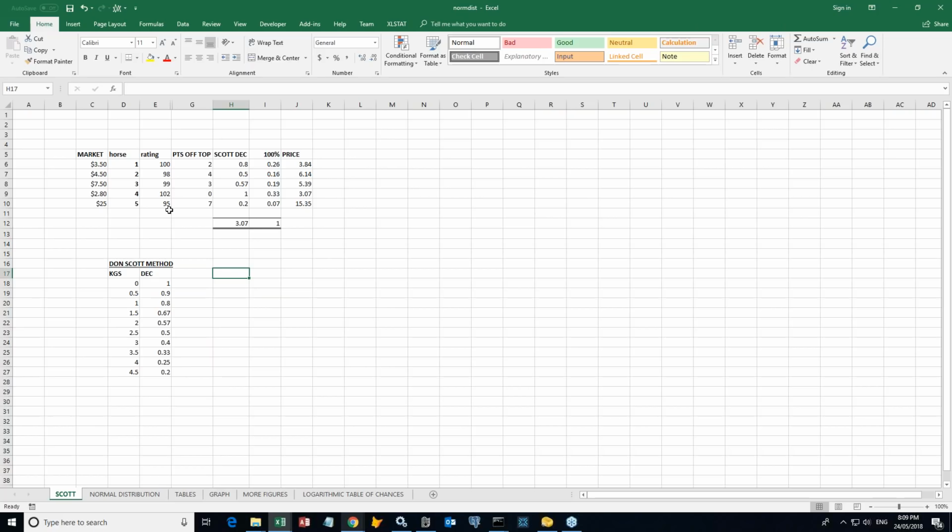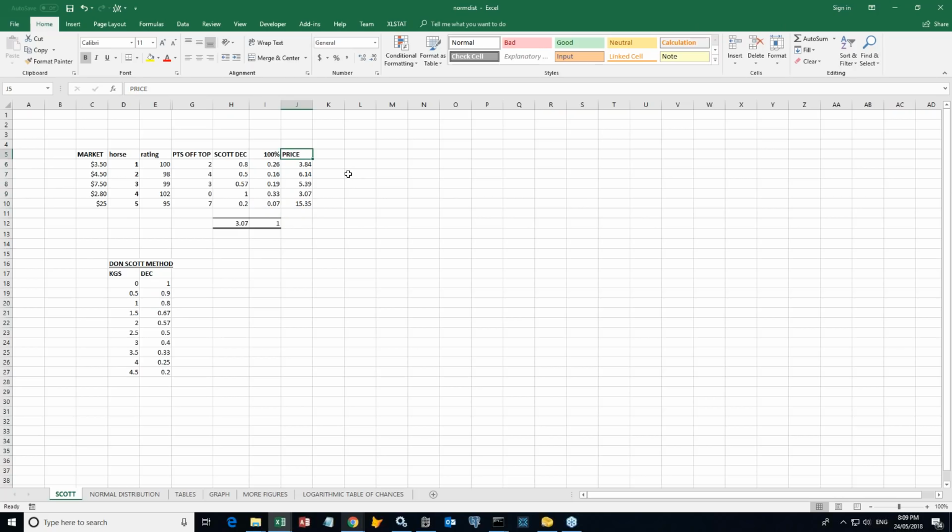So using Don's method, that was in kilograms, I converted my points here to kilograms, and you'd come up with decimals like that for every horse. So the horse who was on top obviously got a decimal of 1, and this guy who was 2 points off top, which is roughly 1.4 kilograms, got a decimal of 0.8, and so on and so forth, which added up to 3.07 decimals in the race. Converted back to 100%, it became that, and that would be your price.